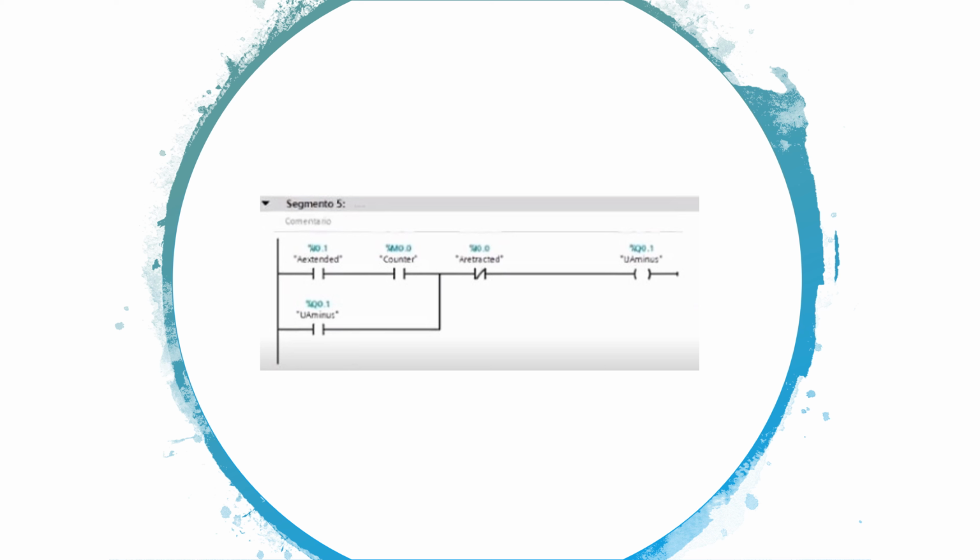Finally, segment 5 is responsible for the retraction of the cylinder A, and therefore the end of the cycle. The latching circuit will energize UA minus as long as A is extended, and the normally open contact counter is closed, meaning B has been retracted 3 times. The normally closed contact A retracted opens as soon as A is retracted, and the system is at its initial state again.